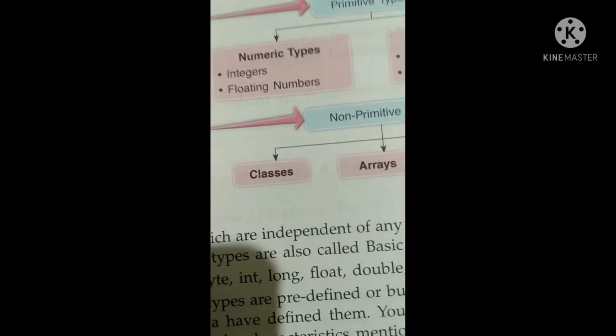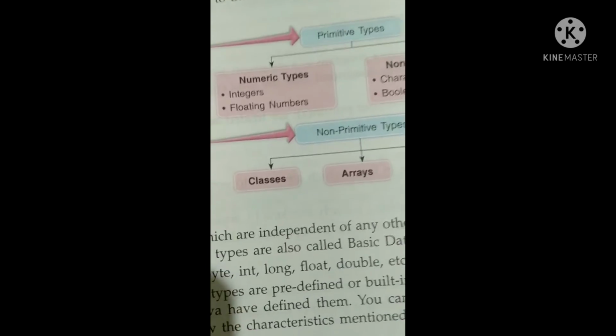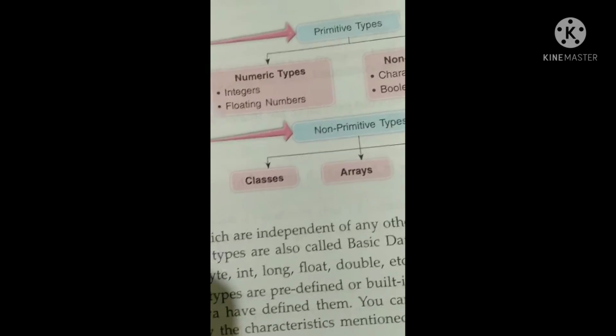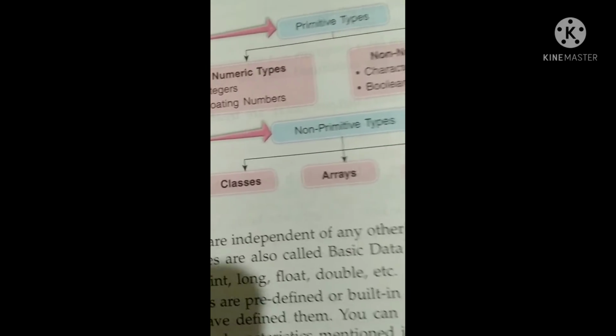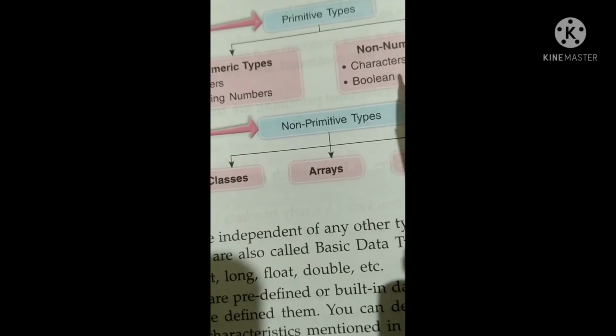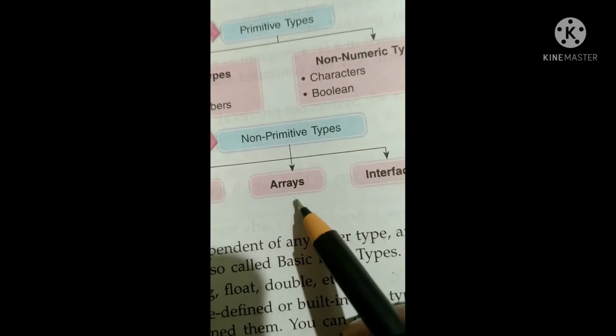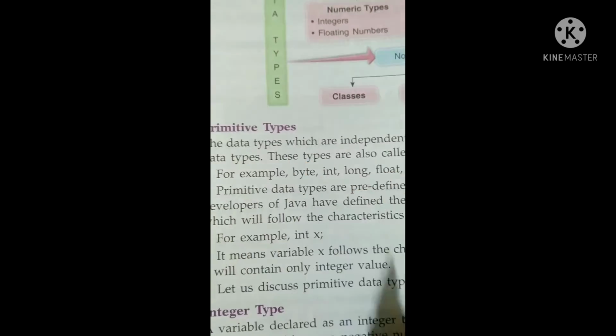Non-primitive data types are inherited from the primitives, you can say. We create non-primitive data types with the help of primitive data types. For example, if we are creating any class, then we use primitive data types. In characters we use class names, all that. Arrays and interfaces, all these are non-primitive data types. Okay, first we will understand primitive data types.